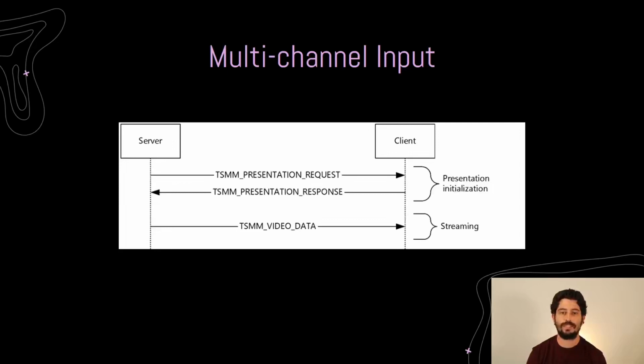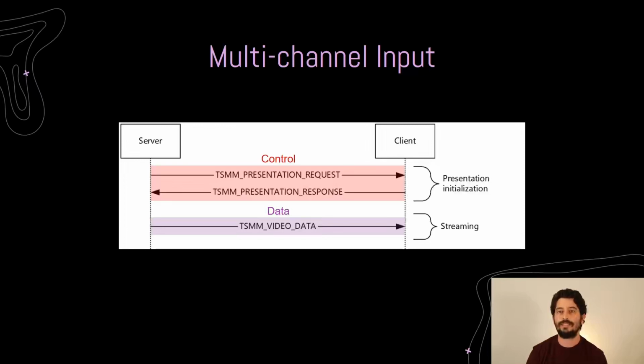So what you can see here is that the first 2 messages are sent over the control channel. Basically, the server telling the client, hey, listen, I'm going to send you some video data. And the client says, sure, go ahead. And then the actual data is transferred on a different channel.